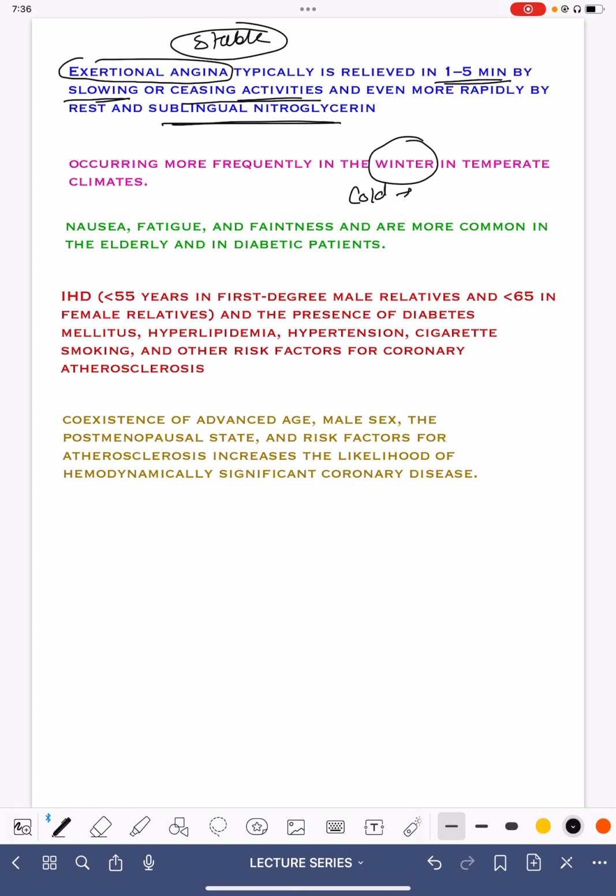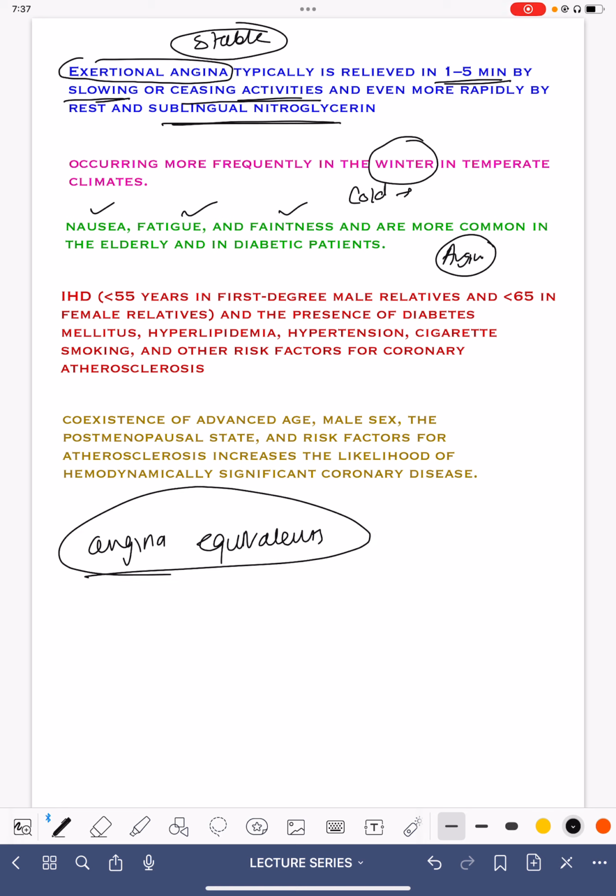Now, each and every patient may not complain of angina as chest pain only. The patient may say that they get episodically some episodes of nausea, or episodes of fatigue, or episodes of faintness, or episodes of shortness of breath or palpitation whenever they start doing some physical activity or during exertion. So this may not look like angina, but it is angina only, and we label this as angina equivalent. And this is very commonly seen in patients who are elderly or those patients who have diabetes.